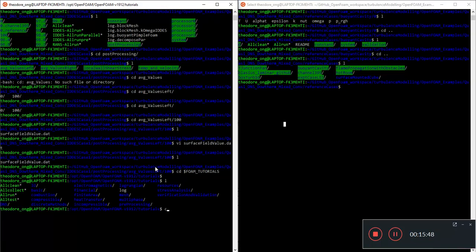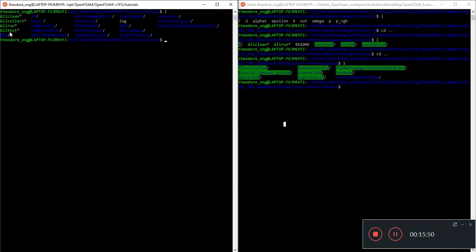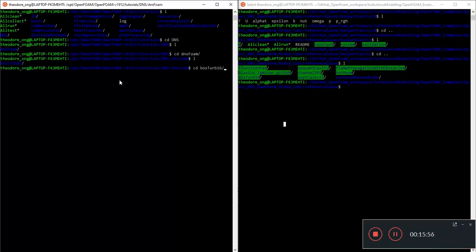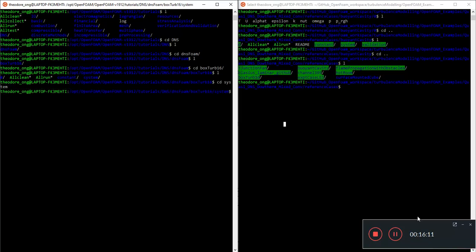Okay, I'll show you where to find them. You see this DNS here, so we go to DNS, and that's the only case that you'll find there, box turbulence. And from this you can take a look at what kind of fvSchemes, finite volume discretization schemes, you can adopt.